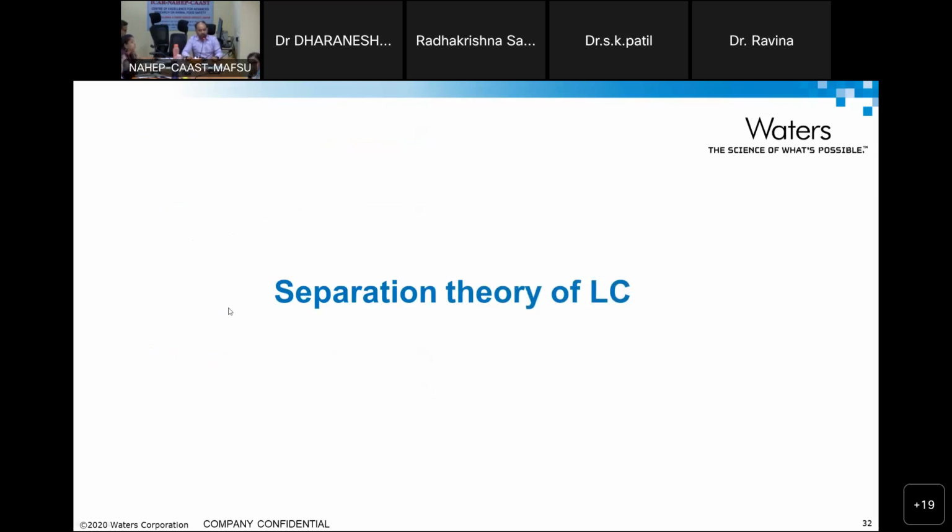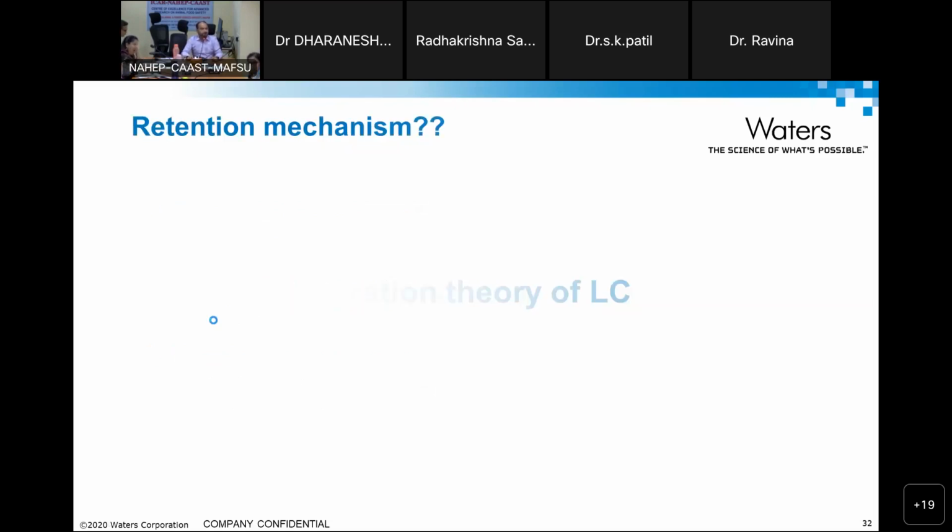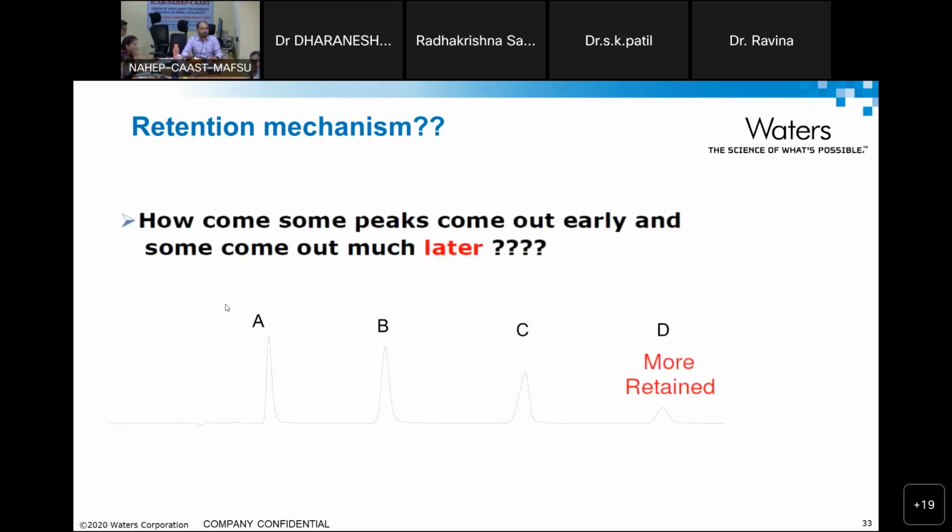Now we'll look into the separation theory of liquid chromatography. So what is the retention mechanism? As a new chromatography user, we often get this question: how do different compounds elute at different retention times? For example, here in this particular graph, there are four components A, B, C, and D. Then we often ask why only compound D is highly retained and eluting after A, B, C, and why compound A is eluting first. So it basically depends on the different retention behavior of the compounds.